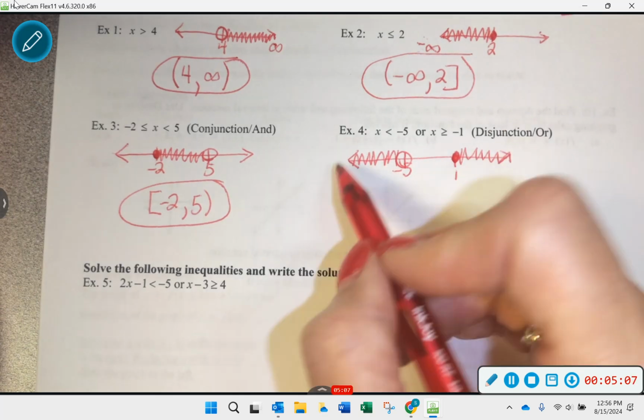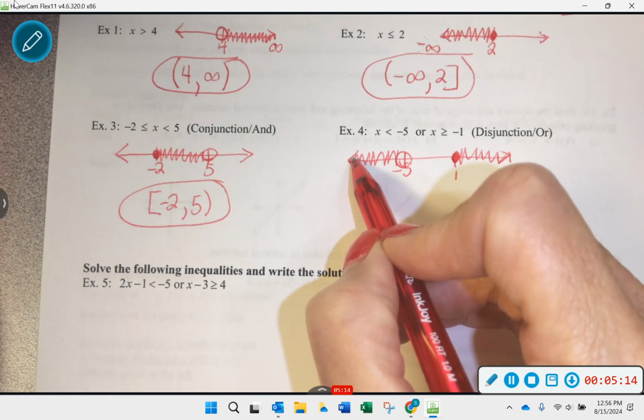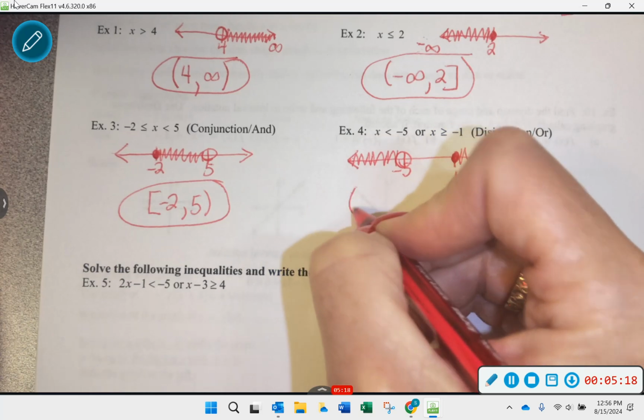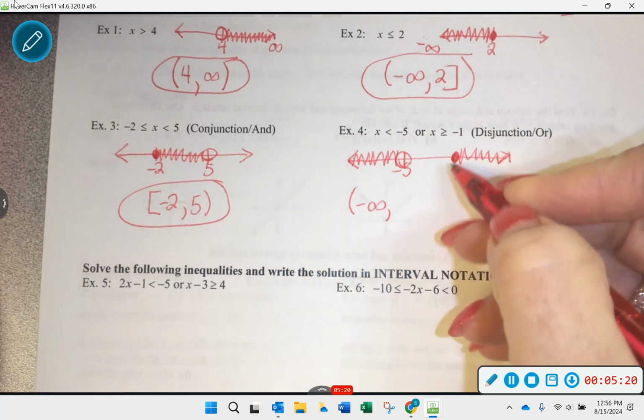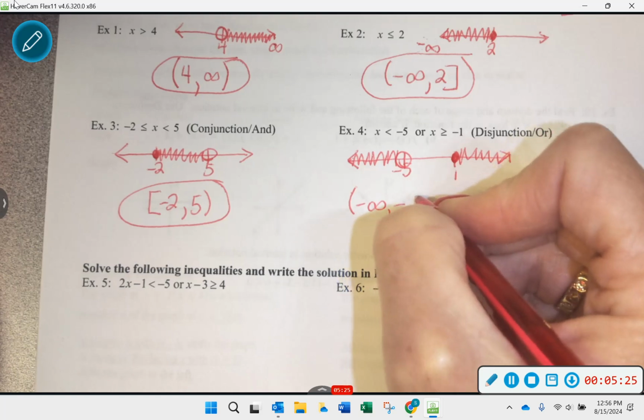Anybody think they know what I would call this, where this starts? What's that called? What do we call it up here? Right, so this is going from negative infinity, and where do we stop? Negative 5, parenthesis or bracket.